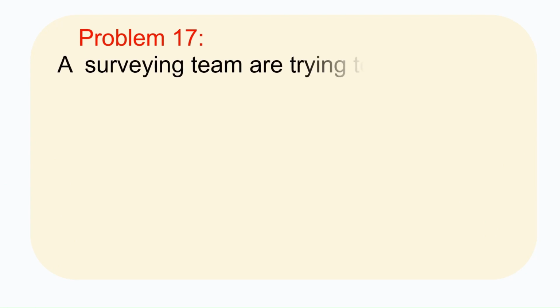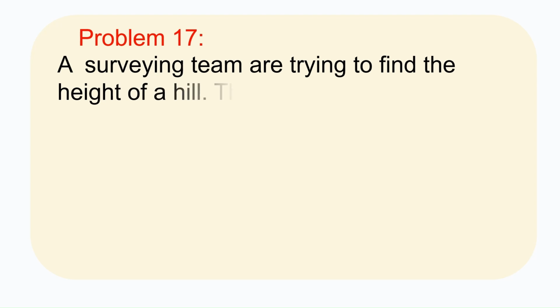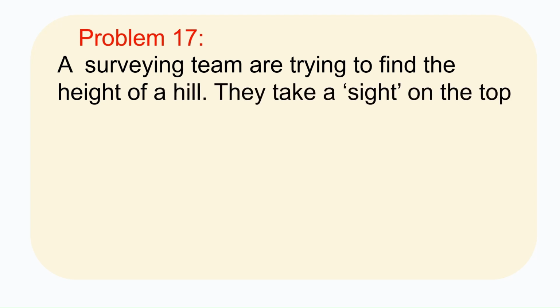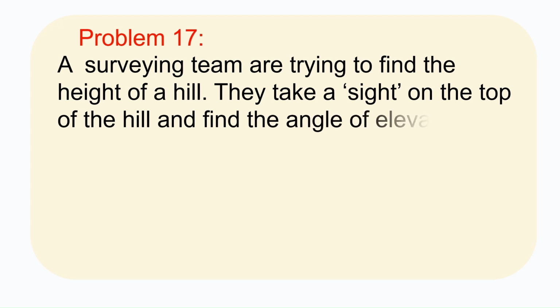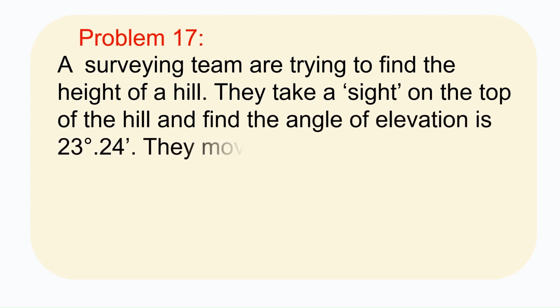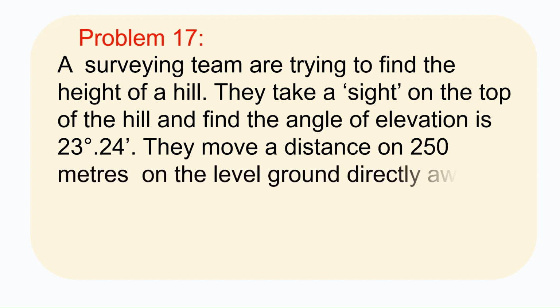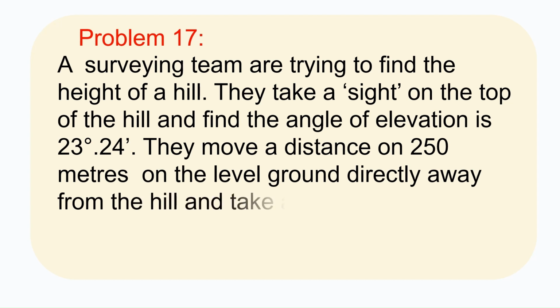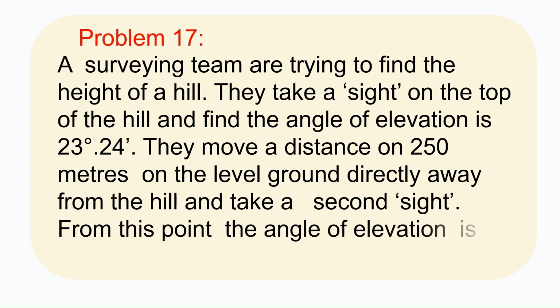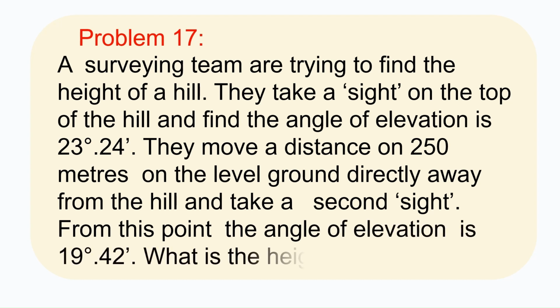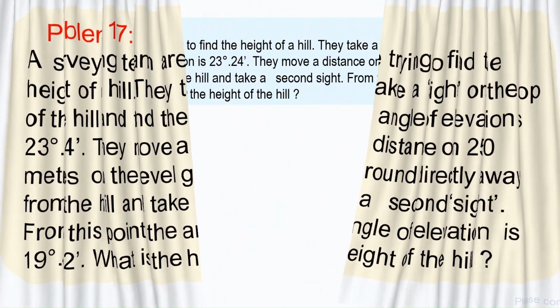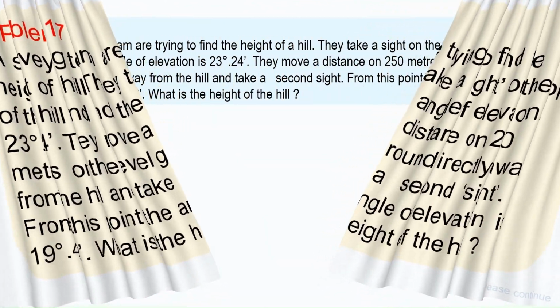Problem number 17. A surveying team is trying to find the height of a hill. They take a sight on the top of the hill and find the angle of elevation is 23 degrees and 24 minutes. They move a distance of 250 meters on the level ground directly away from the hill and take a second sight. From this point, the angle of elevation is 19 degrees and 42 minutes. What is the height of the hill? Imagine the scenario on the ground, and then convert this picture into a simple geometry.